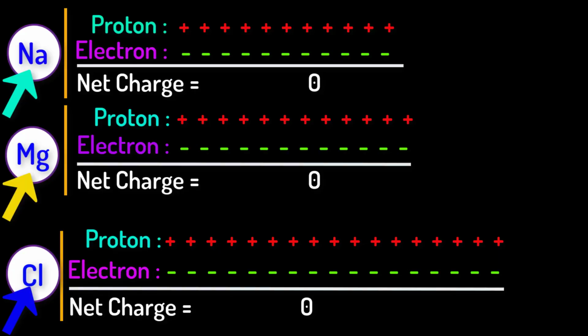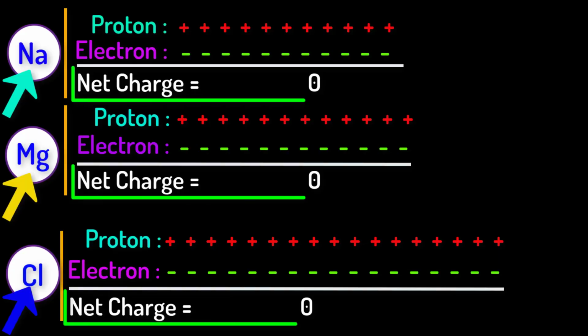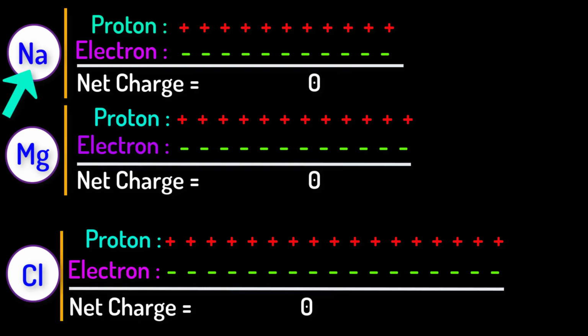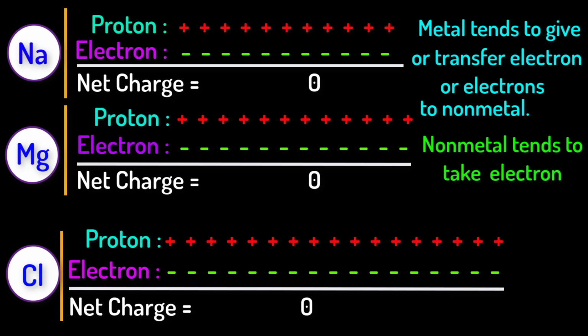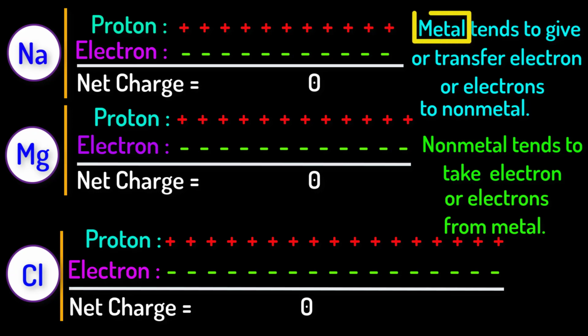Take a look at these 3 examples of electrically neutral atoms: sodium atom, magnesium atom and chlorine atom. We know that metal tends to give or transfer electron or electrons to non-metal, and non-metal tends to take electron or electrons from metal, so that both metal and non-metal can fulfill their octet configuration.